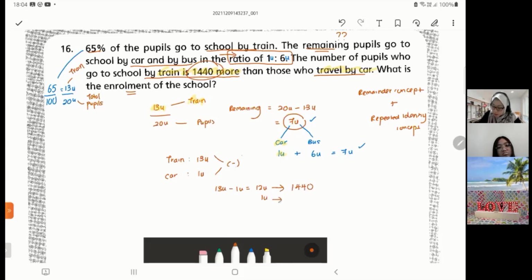Find 1 unit. 1440 divided by 12, I get 120. Am I happy with 120? No, that's not what the question wants. The question wants the total enrollment of the school, which means the total pupils, which means I want to find my 20 units. So 20 units is 120 times 20 equals 2400. Answer, okay?